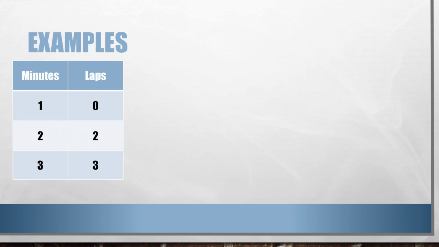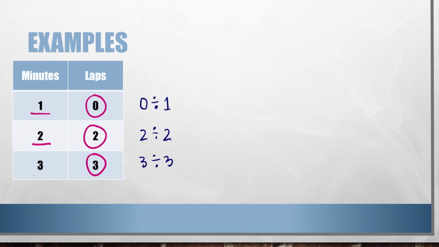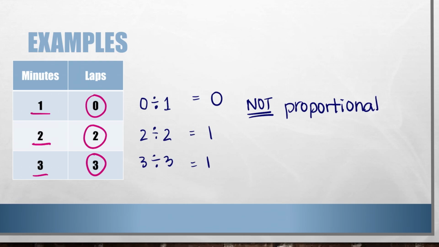Okay, so let's do an example. Let's say we have the amount of minutes and we have the number of laps. So we are going to check to make sure that this is a proportional relationship. And the way we would do that is we would do 0 divided by 1, 2 divided by 2, and 3 divided by 3. Like I said, we're just doing this number divided by this number, and this number divided by that number. So this first one is equal to 0, this one's equal to 1, and this one is equal to 1. These are not the same, so it is not proportional. Because these ratios do not match. And that's really all it is.